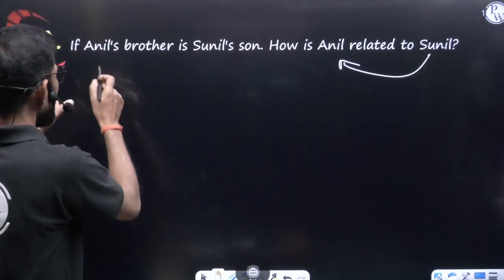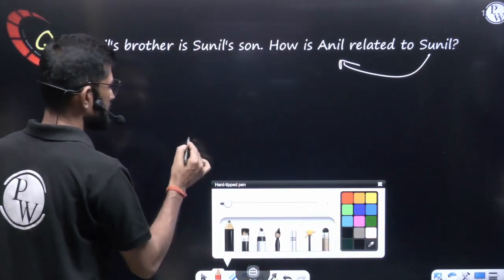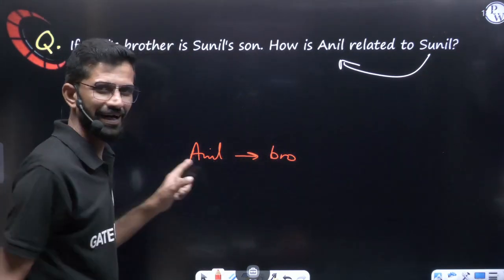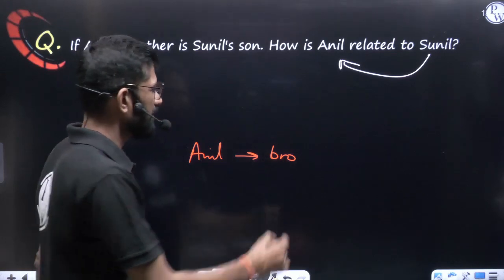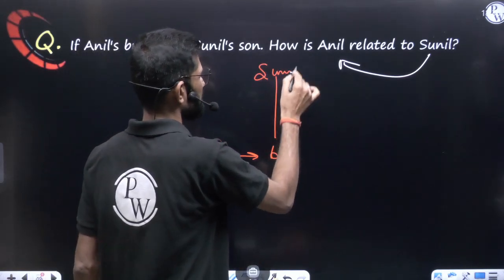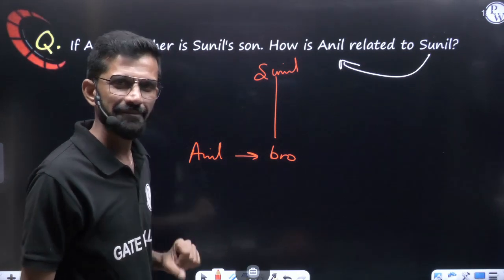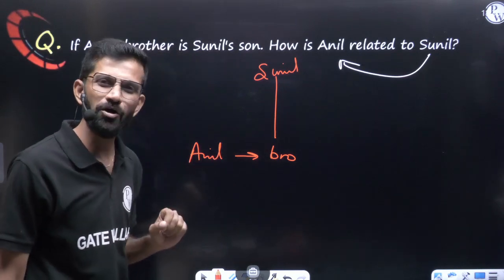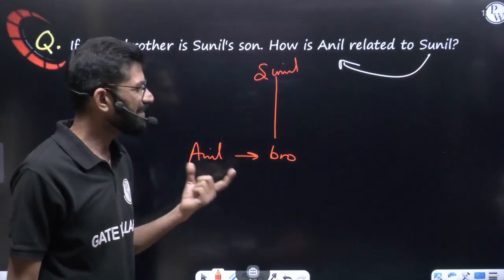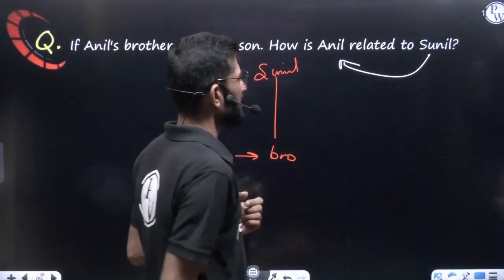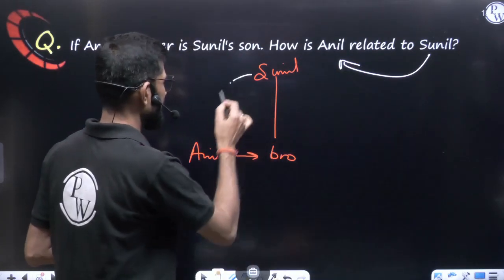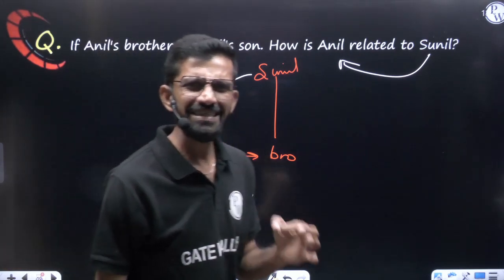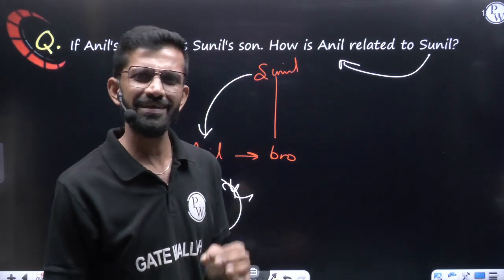Let us understand. Anil's brother is Sunil's son. Anil's brother, in the same generation I wrote. This person is actually Sunil's son, so Sunil is in the upper generation. Then only it is Sunil's son. Am I right? Now, if Sunil has this person as son, obviously Anil is also a son only, because they are brothers. So what they are asking, how is Anil related to Sunil? Sunil will call Anil as son. This is our answer. You can easily do it. If you understand, you will get the answer.